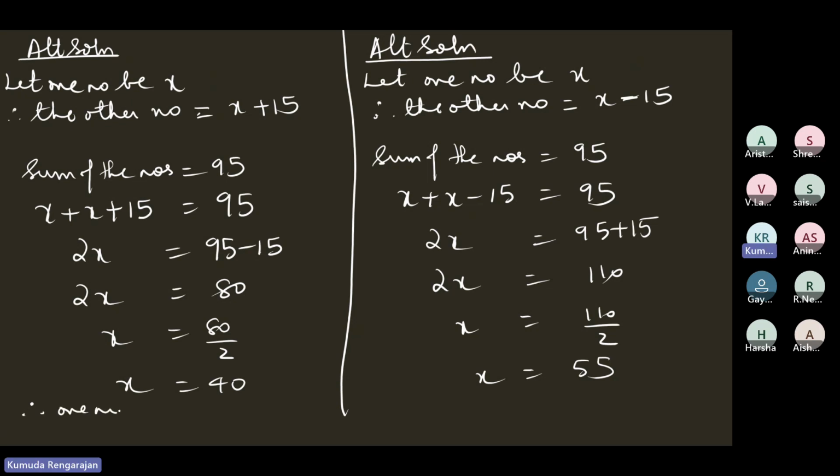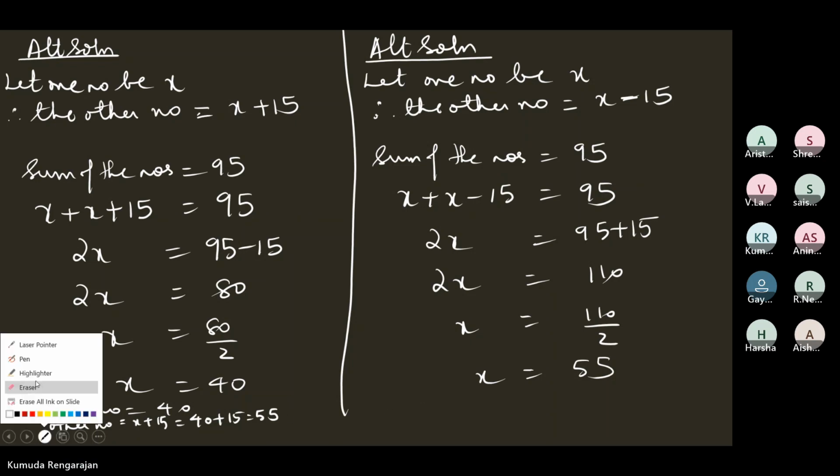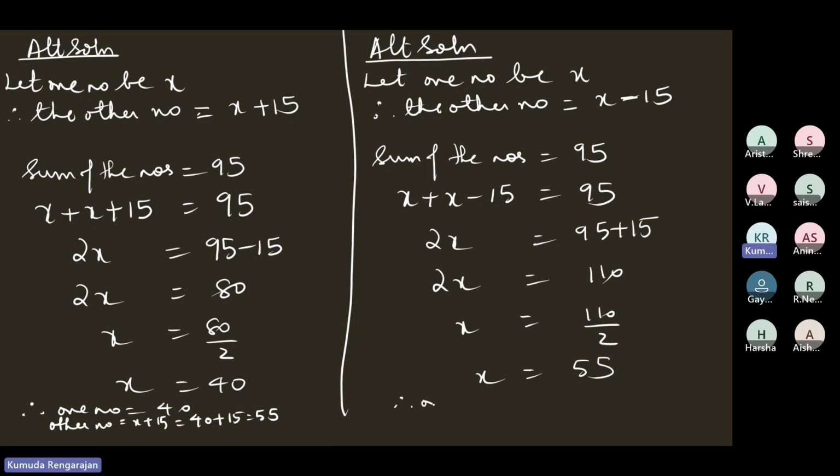Therefore, one number is equal to 40. Other number is equal to x plus 15. So 40 plus 15, 55. 40 and 55. Therefore, one number is equal to 55. Other number is equal to x minus 15. So 55 minus 15, which is 40. So the two numbers are 40 and 55, or 55 and 40. Right, children?